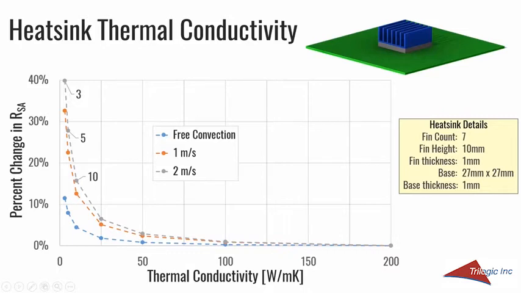So we can see for forced convection, at the low conductivity, you have a 40% change in thermal resistance, whereas in free convection, maybe it's 11 or 12% at the lowest conductivity. So in free convection, the convective thermal resistance is much larger than that of the conduction. So for natural convection applications, there really isn't a huge benefit in using, say, aluminum over a material that has a much lower conductivity.